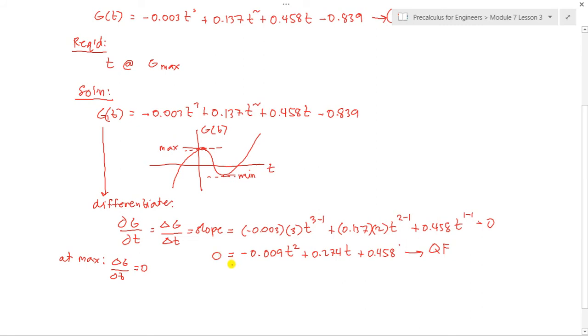Now this is a quadratic function or quadratic equation. So therefore we can easily find the roots for this one. You can have completing the squares, trial and error, or using the quadratic formula. So quadratic formula na lang ta. So we have the value for our T1 equals to, kung na mo yung calculator, so we have negative 0.009 for A, and for B is 0.274, for C is 0.458.